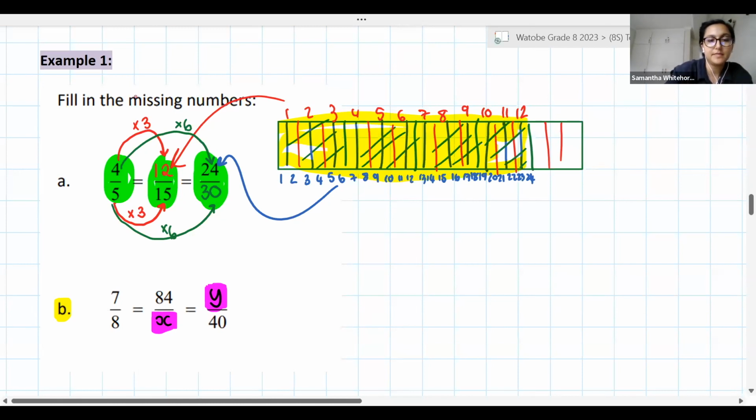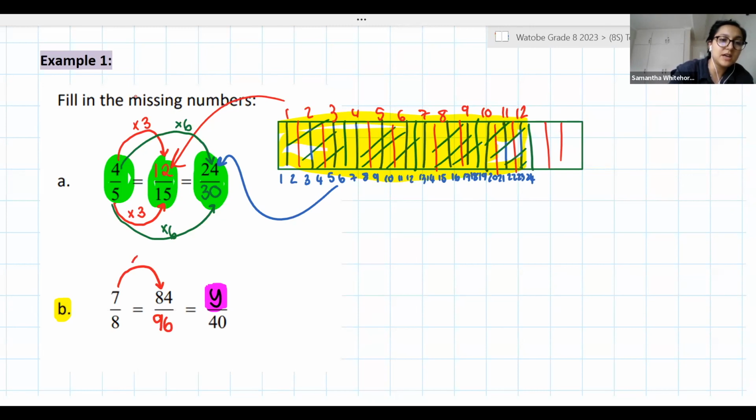Ma'am, X, I got 96, ma'am. Excellent. 8 times 12, ma'am. Excellent. So guys, we know that 7 times 12 gives us 84. And as I said, we do exactly the same thing with the denominator. So 8 times 12 gives me 96. Very well done.